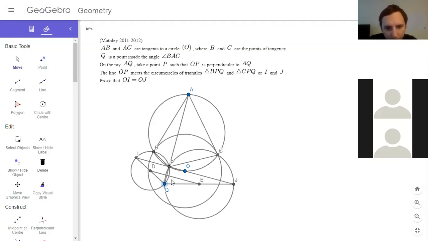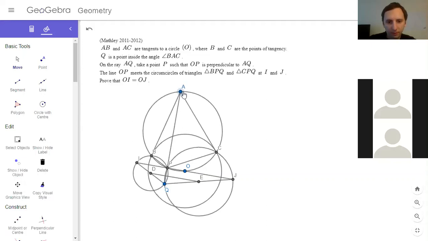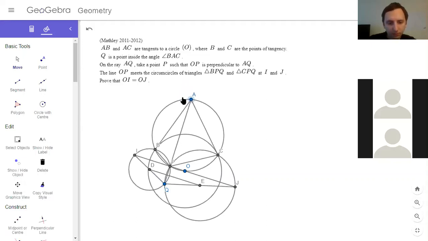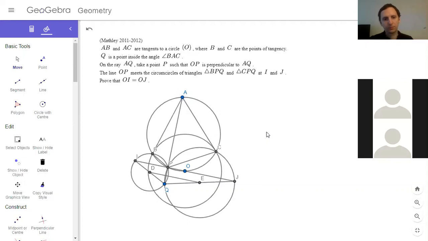All right. So yeah, can we show DO is parallel to QJ? It's kind of the same as showing DO is perpendicular to AO, right? Well, no, not necessarily. This is tricky.